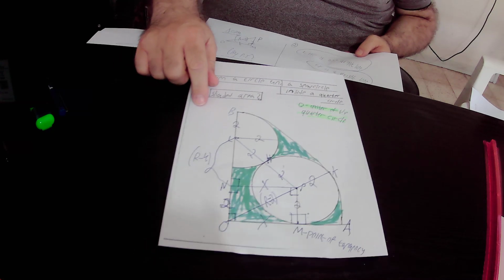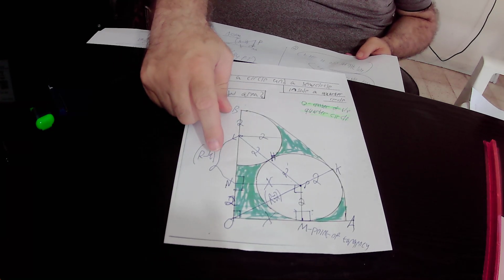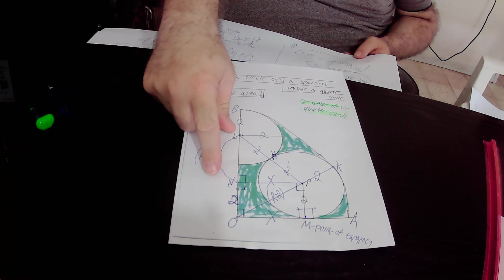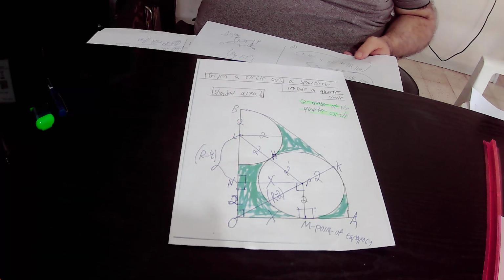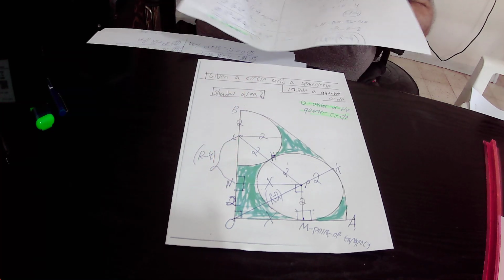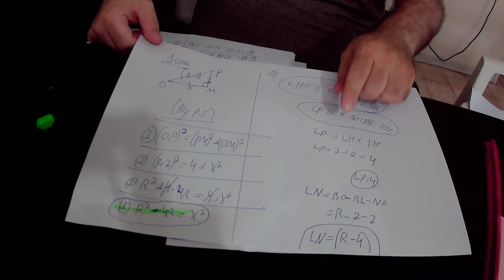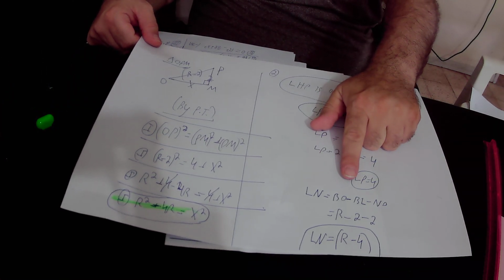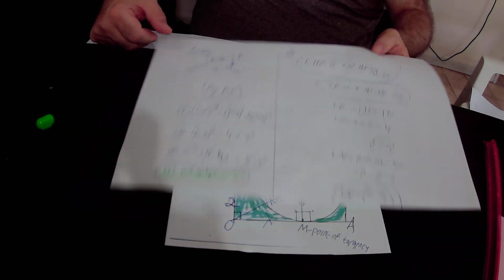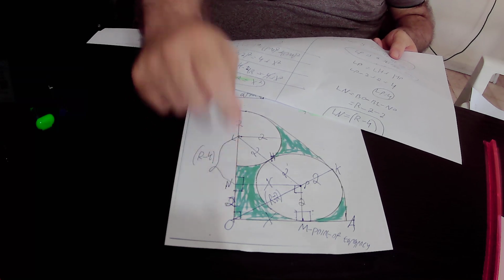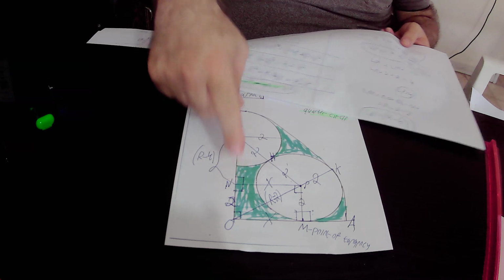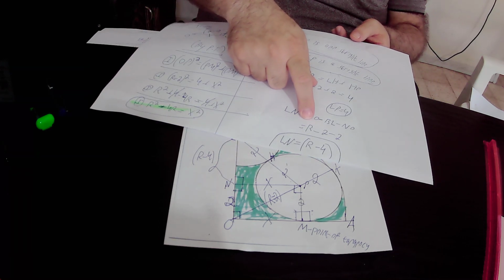Then we found out the value of line segment LN. What is the value of line segment LN? From the drawing it is very easy to see that LN equals BO, that is the radius of the quarter circle, minus BL minus NO. I repeat again, the straight line LN equals BO, that is the radius of the quarter circle, minus BL minus ON. So BO is the radius of the quarter circle, that is to say it is equal to capital R.